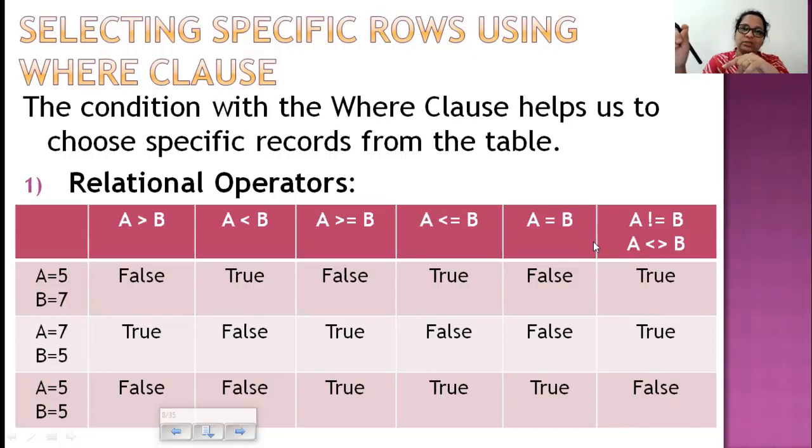Now the condition that we're talking about could contain any of the relational operators that you see here. What are the various relational operators that you can use? You can use a greater than sign, a less than sign, a greater than or equal to, a less than or equal to, an equal to sign, and a not equal to. Both these, exclamation with an equal to or a less than greater than sign, both mean not equal.